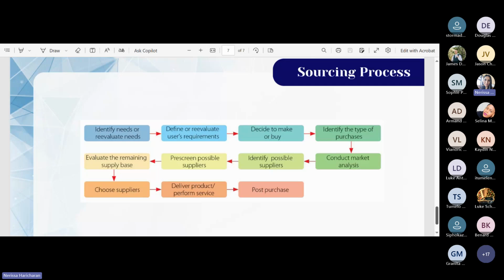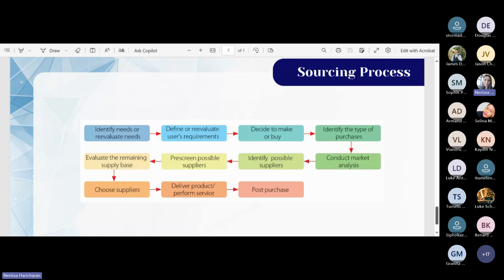Identify the different types of purchases, conduct your market analysis, identify your suppliers based on that market analysis. All of this is stemming from what your needs are, remember? Pre-screen your suppliers, evaluate your supplier base, choose who your suppliers are going to be, and then you deliver that product, and post-purchase, meaning your KPI session thereafter.